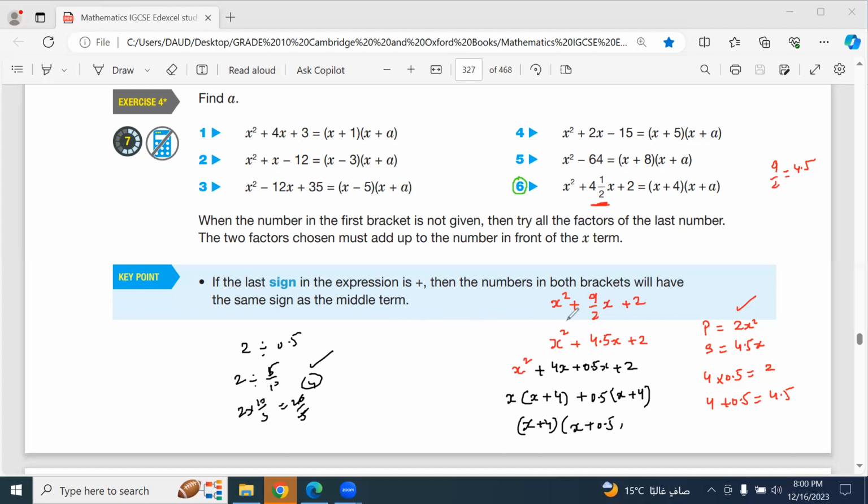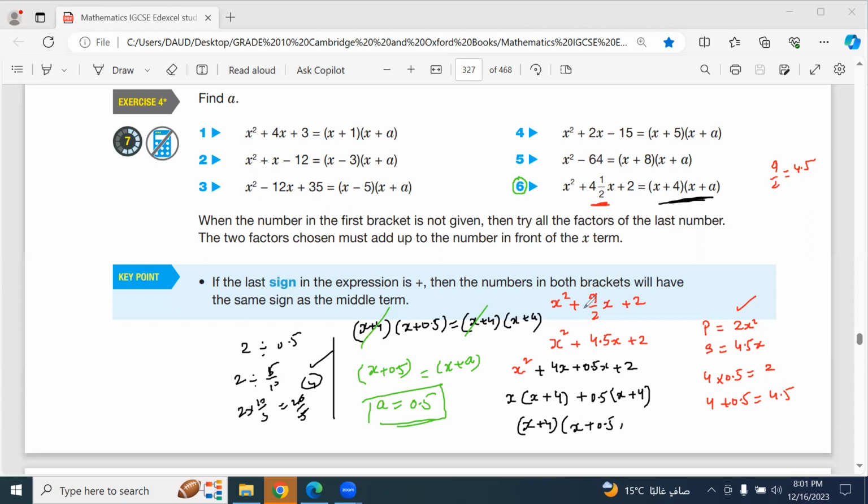So anyhow we found, if you compare x plus 4 bracket open x plus 0.5 with this right side, which is x plus 4 times x plus a, here we have x plus 4 cancel. So x plus 0.5 is equal to x plus a. It means a is exactly 0.5. I hope you get how I found the value of a.